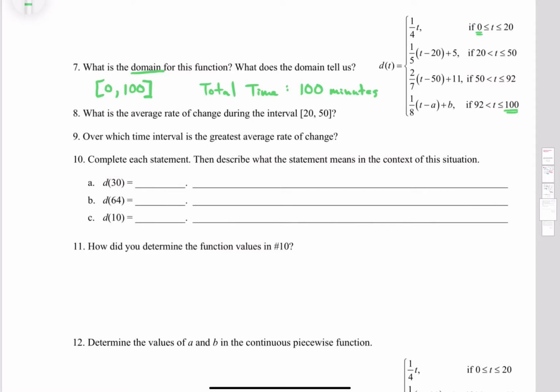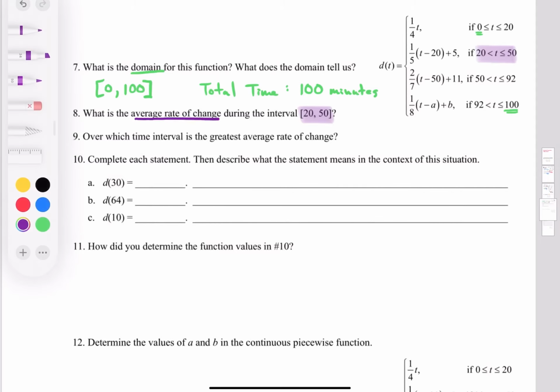Okay. Now, we also want to know, okay, what is the average rate of change? Now, remember, we stated earlier that the average rate of change is our slope. Okay, so this is our slope. And we want to know, well, what is that average rate of change between the intervals of 20 and 50? So between 20 and 50 minutes is where we're looking at. So that's right over here, between 20 and 50 minutes. Well, that means our slope is going to be located right over here at 1/5.